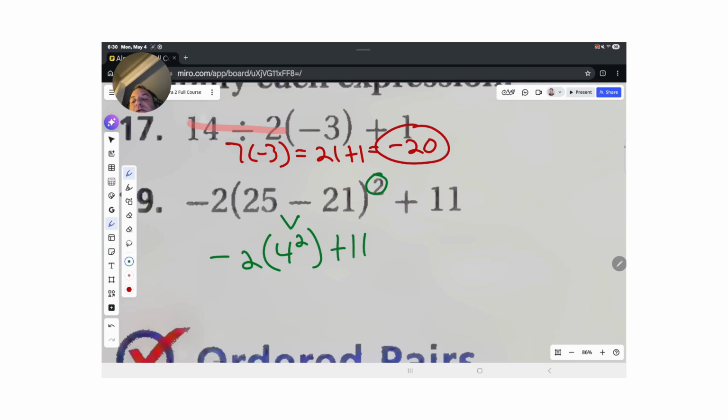This brings us to negative 2 times 4 squared plus 11. Now 4 squared is 4 times 4, or 16. So now we have negative 2 times 16 plus 11. With PEMDAS, we are going to be multiplying first. So let's multiply negative 2 times 16, and then add that to 11. Negative 2 times 16 will give us negative 32, and then we'll add 11.